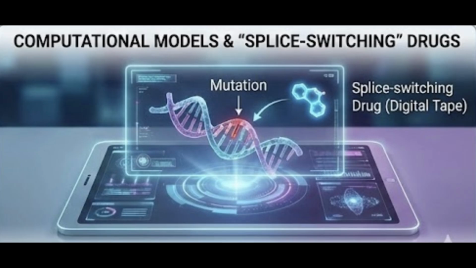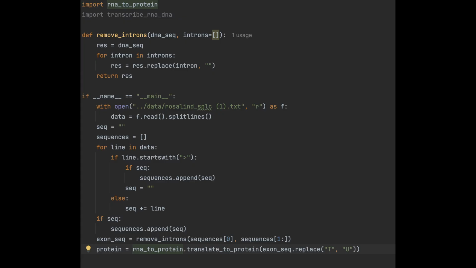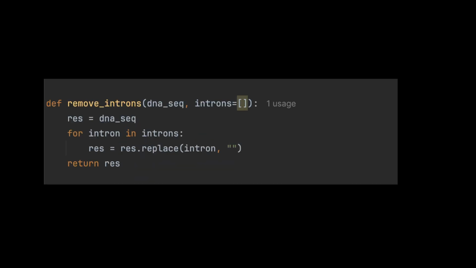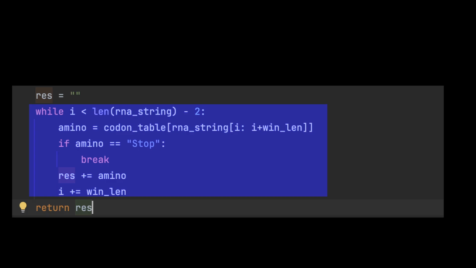In our Python solution, we treat this as a multi step string manipulation. We parse the DNA and the list of introns. We then loop through the introns and use dot replace to remove them from the main string. Finally, we iterate through the remaining exons in steps of 3 to map each codon to its amino acid.